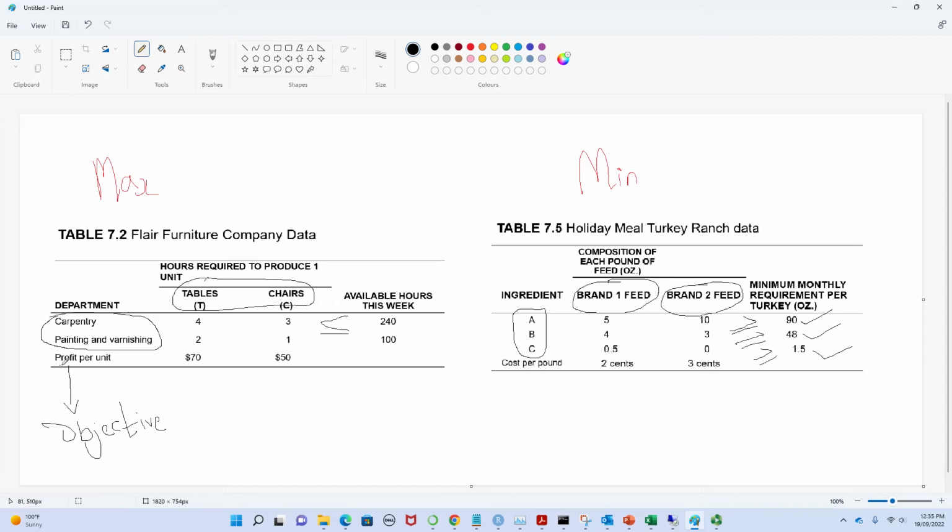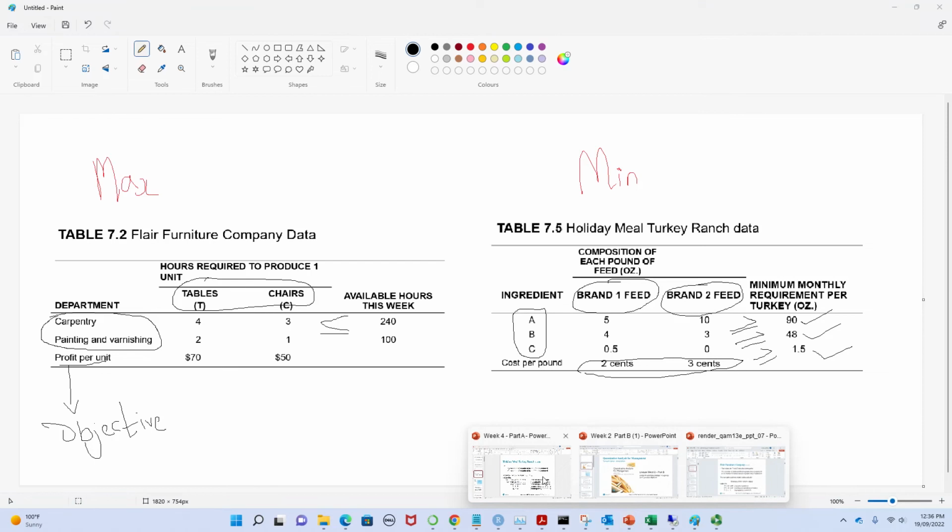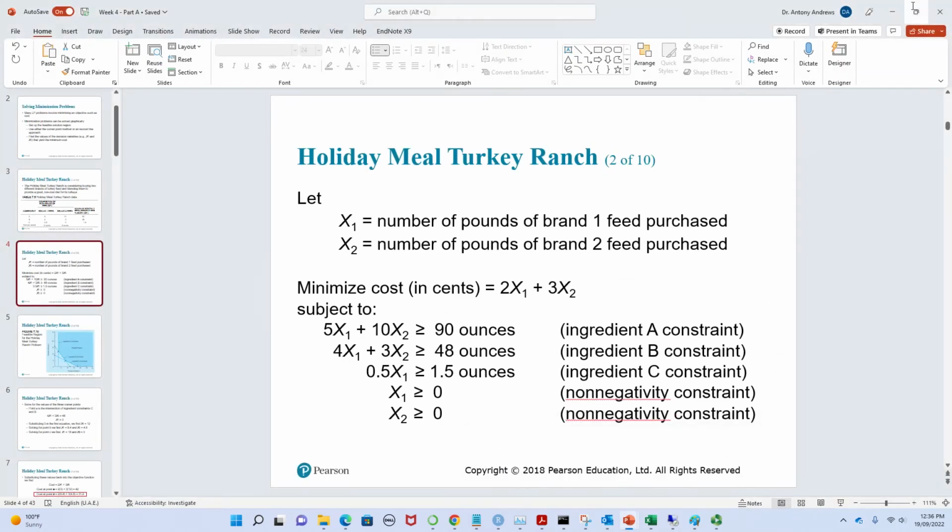Now remember you had profit here: 70 per unit of table. But in our minimization problem, it will be the cost. So 2 cents per pound for brand 1, and brand 2 feed is 3 cents. What we need to do is minimize the cost at the lowest cost per pound, but they need to have at least the minimum, anything equal to or greater than, for the nutritional requirement. So how would it look in table format? Here we go. Make sense?